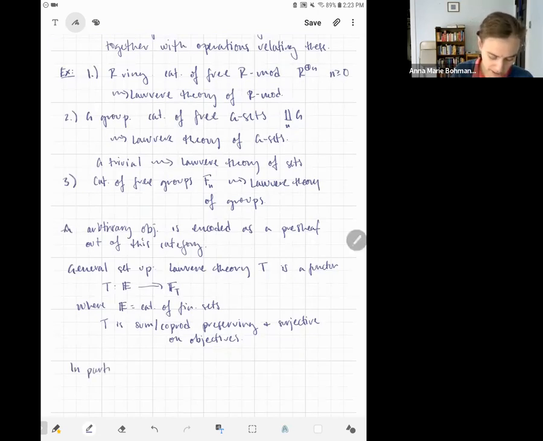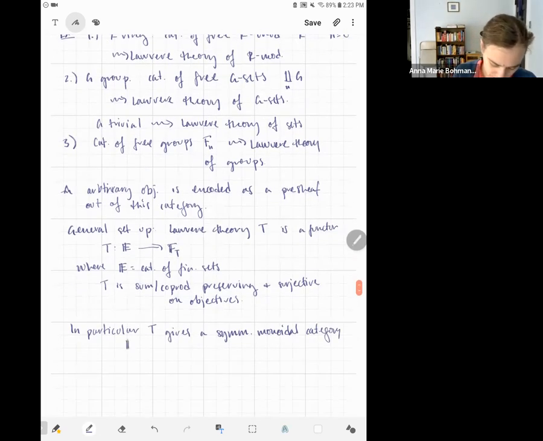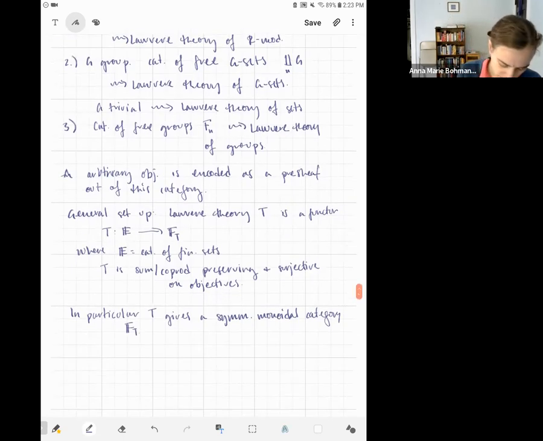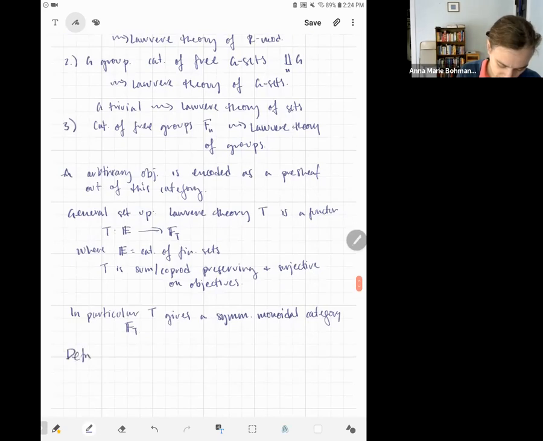What I want to observe, though, is that in particular, every Lawvere theory T comes with a choice of symmetric monoidal category, and that's this FT. So T gives us a symmetric monoidal category FT. And this is what we can use to define the K theory of T. So here's the definition. T is a Lawvere theory.